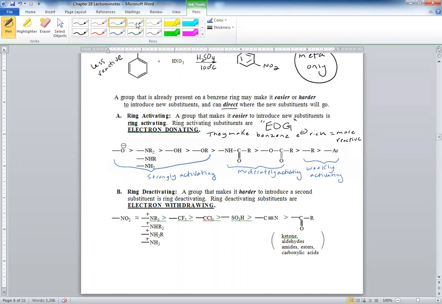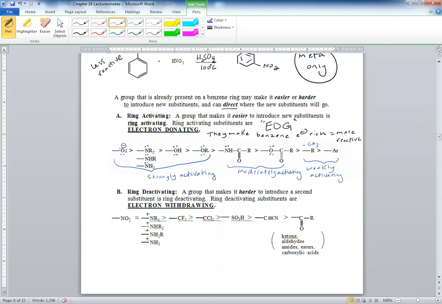Let's begin with the strongly activating groups. What's so different about them? If you take a look, there's something about them: they have lone pairs on them. Here's a lone pair. They have lone pairs, so that's why they're electron donating. And of course, this can be a methyl, etc. Just giving you an example.